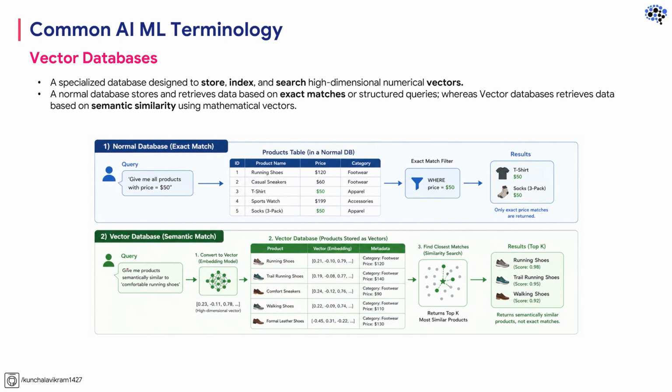The reason is the user query itself is converted into a vector because I have to find the similarity. I am not finding the exact data in the sense of comfortable running shoes. If you see, there is no such product as comfortable running shoes. There are running shoes and then there are walking shoes, but I need to find the relevant data for this query. So the query is converted into the embedding.